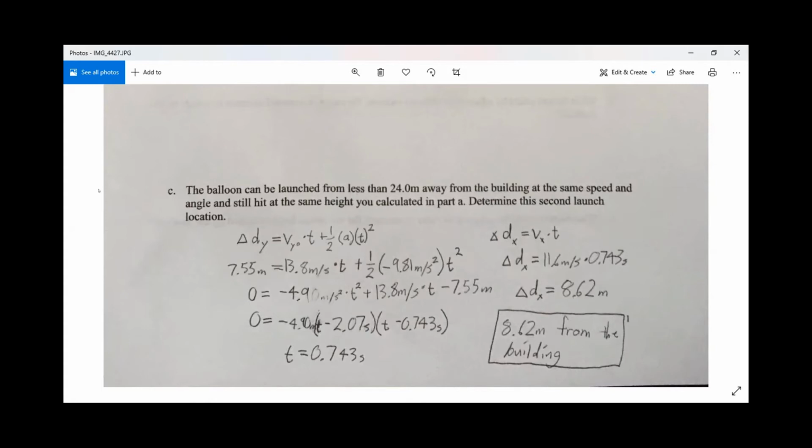And then we just plug that into d equals vt along with the horizontal velocity, which is 11.6 meters per second. And you get out 8.62 meters.